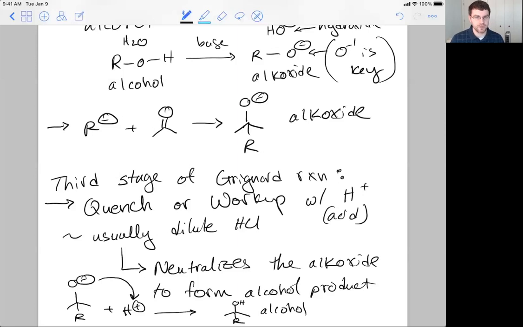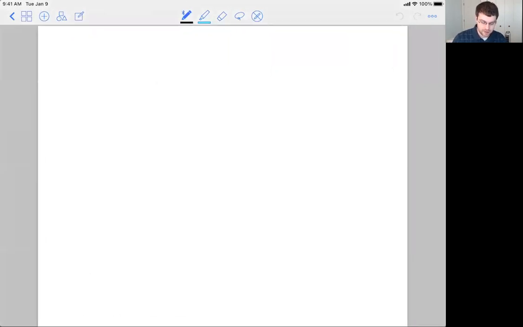Okay, so we have 3 stages, but I didn't really fully define the first 2 stages. I mean, we talked about them in detail. If you're following along, once I bring them up, they should be fairly clear. But let's go ahead and list these again. So let's title this Stages of the Grignard Reaction.